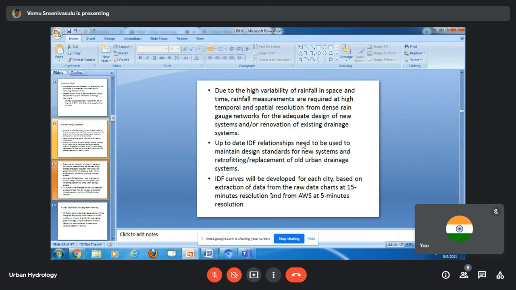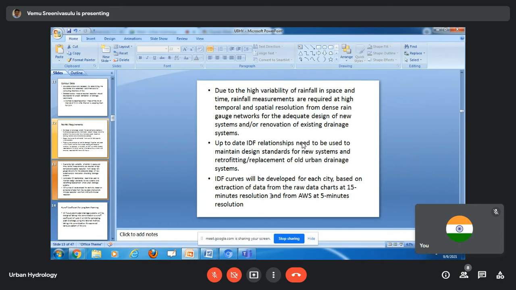IDF curves will be developed for each city based on the extraction of data from the raw data charts at 50 minutes resolution, and from AWS, it means automatic weather station, at 5 minutes resolution, right? So for each city, the meteorological department or a concerned department should prepare IDF curves, intensity, duration, frequency curves. Therefore, you have to continuously monitor the rainfall data over the years.